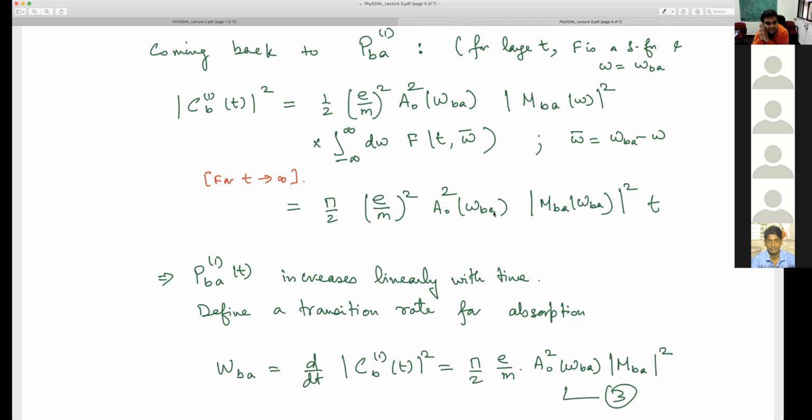Okay, so what does it say? It says that the probability increases linearly with time. So there's a probability of transition.